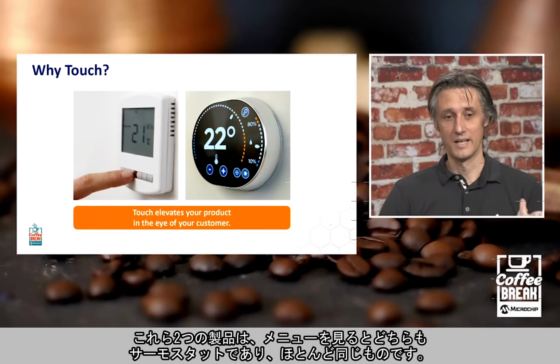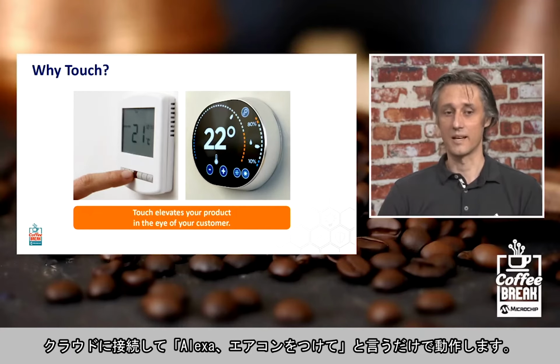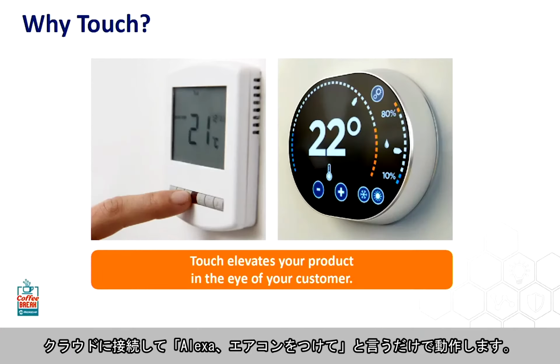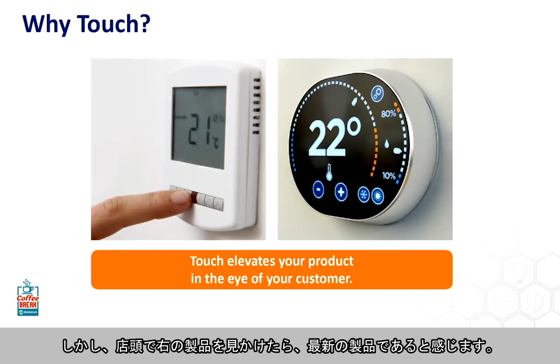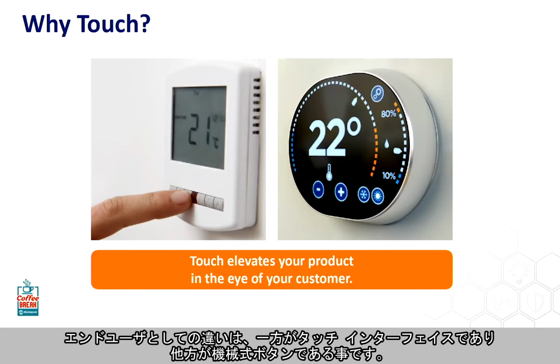We have a nice example here: if you read the manuals, these two products are thermostats. They are virtually identical. Cloud connected, Alexa, turn on my AC, all of that works with both of them. The right one screams to you in a store, I'm this modern type of product. The left one, they did everything they can to hide all the good features. The main difference between the two from your customer's perspective is that there's a touch interface and then we have mechanical buttons.